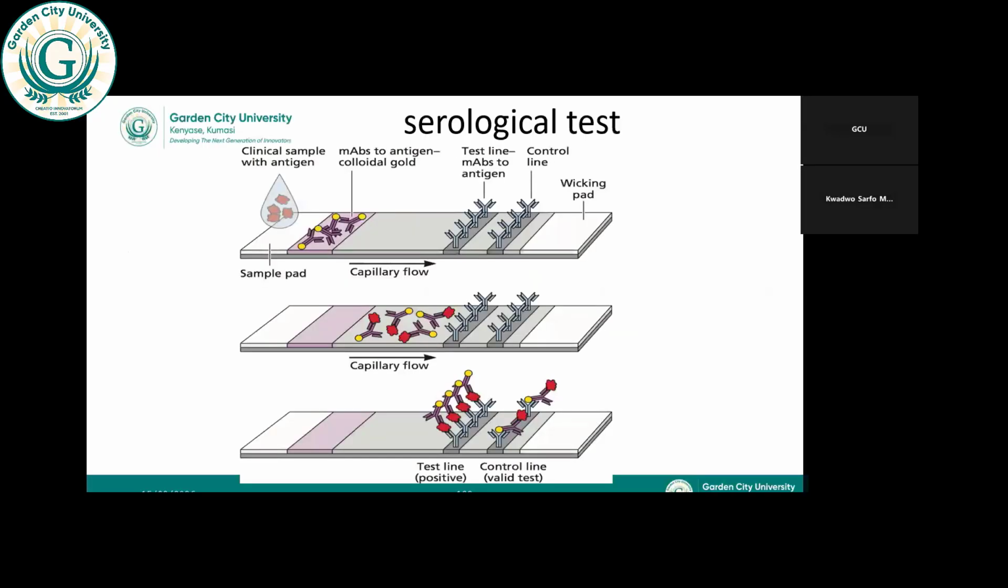All right. So, sir, when you put the sample on the sample pad, the antigen is on it already. The antigen, if it is present, let's say you are targeting coronavirus, the virus is the antigen. The one that triggers the immune response is the antigen. What is inside the host is the antibody. So the virus or the pathogen is the antigen. Is it clear?